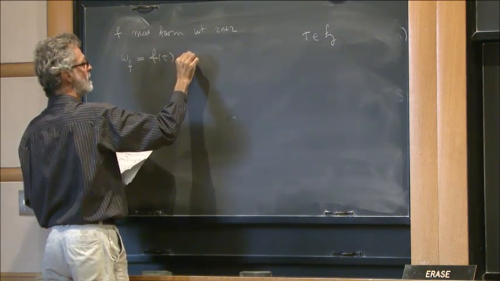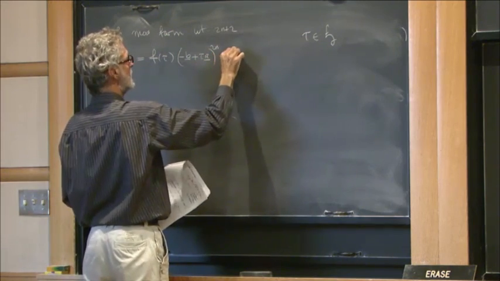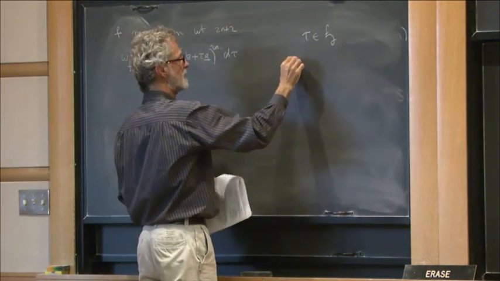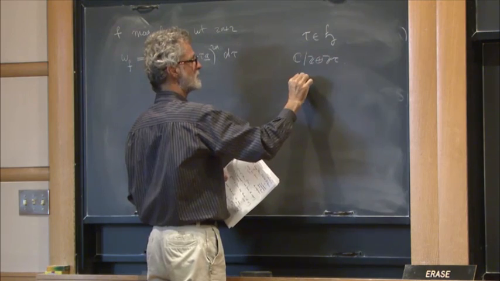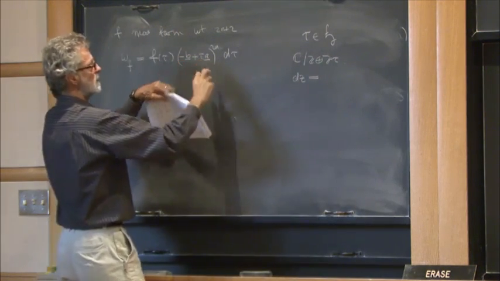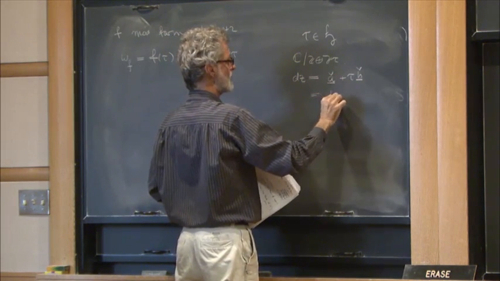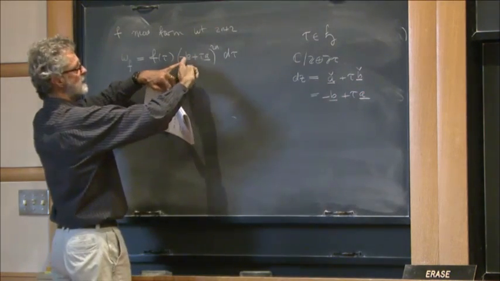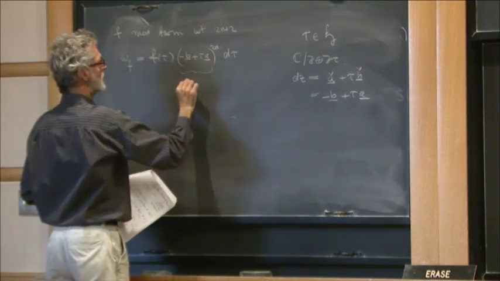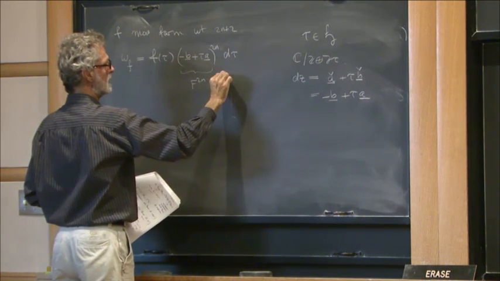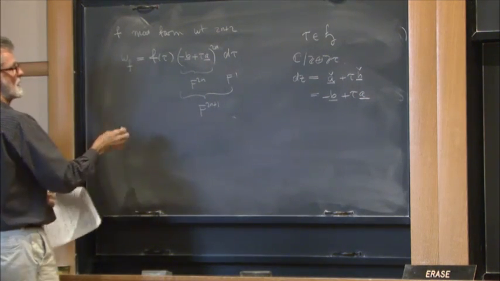I'm going to write it like this, (minus b plus tau a) to the 2n. These are the guys over here, d tau. And I'll point out that if you look at C mod Z plus Z tau, the holomorphic differential on this is, if you take into account Poincaré, A dual plus tau B dual, but by Poincaré duality, that's minus B plus tau A, right? So this is basically the 2nth power of the abelian differential. And you can say that means this guy should lie in F^{2n}, this guy lies in F^1, so this whole thing lies in F^{2n+1}. And it's an easy exercise to check that this guy's invariant.